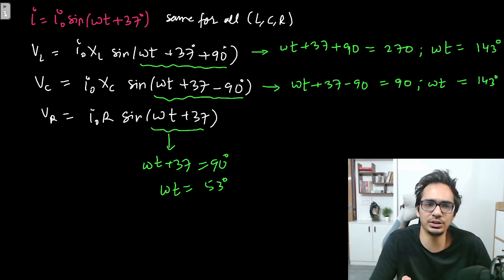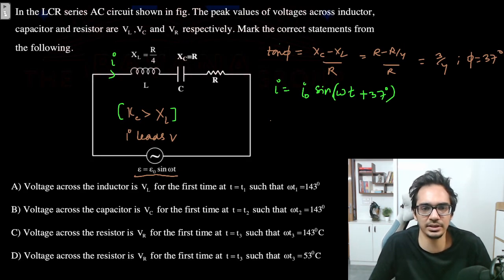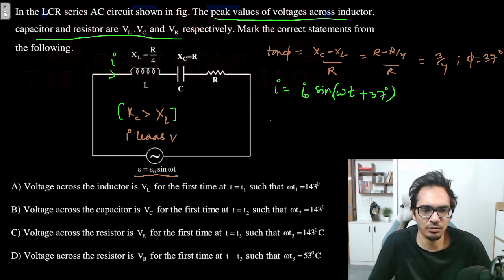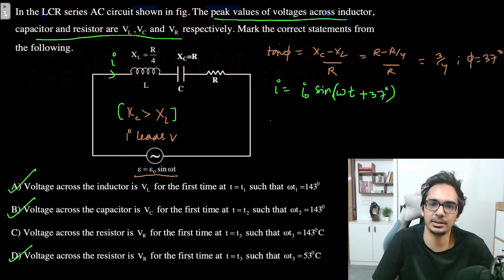So when is the voltage across the inductor maximum for the first time? When omega t is 143. Same for the capacitor, and for the resistor it should be 53 degree. So the voltage across the inductor is VL, which is the maximum, and given in the question are the peak values of voltage across inductor and capacitor. So omega t is 143 degree, correct? Voltage across the capacitor for the first time when omega t is 143 degree, correct? Voltage across VR is maximum at... incorrect. Voltage across VR is for the first time maximum when omega t is 53 degree, which is correct. So A, B and D are correct, understood?